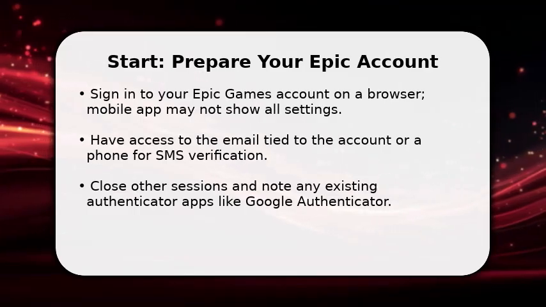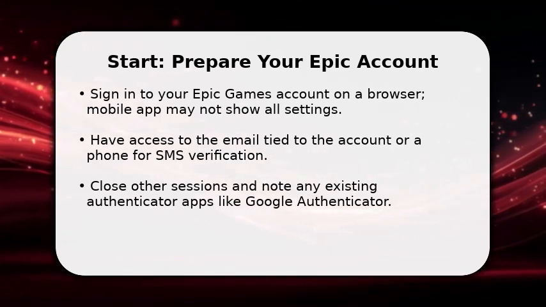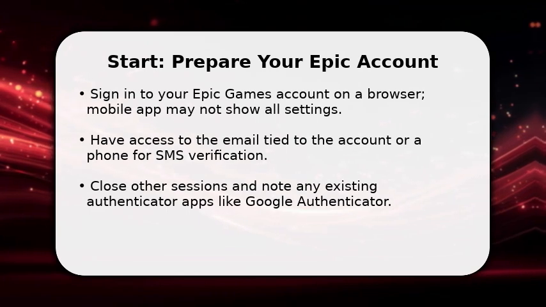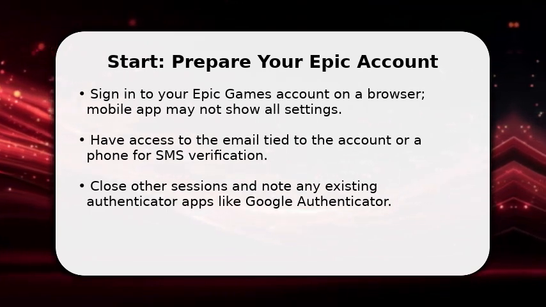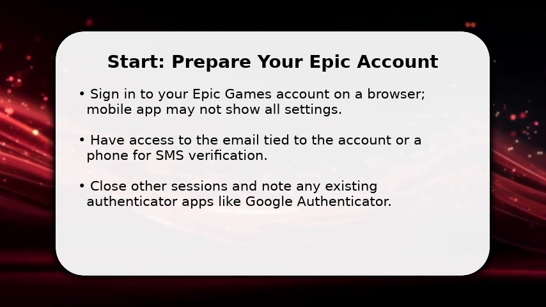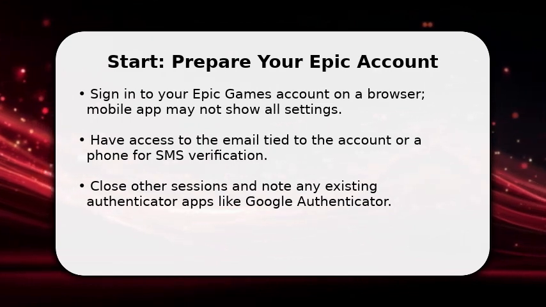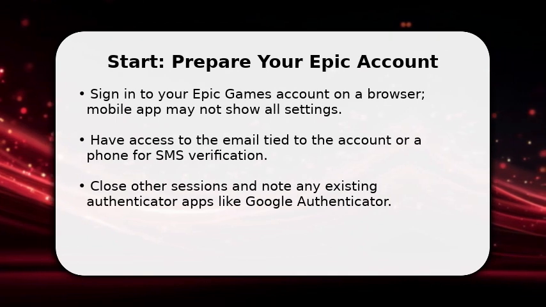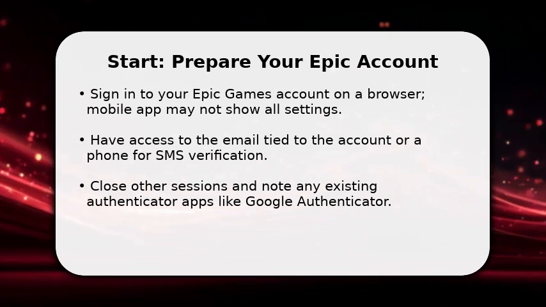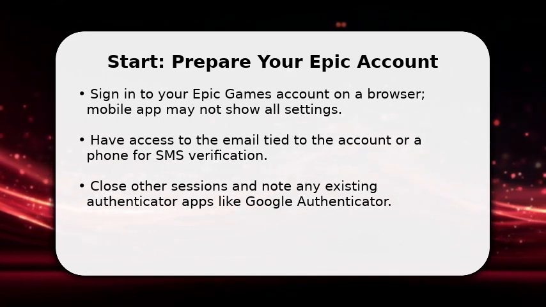You begin by signing into your Epic Games account in a desktop browser. This is the only reliable place to manage two-factor settings. Once signed in, make sure you can open the email address linked to that account or have your phone ready for SMS. If you already use an authenticator app, note which one you prefer. Do this now so you don't interrupt the flow. Having these prerequisites ready prevents verification lockouts when you change settings.